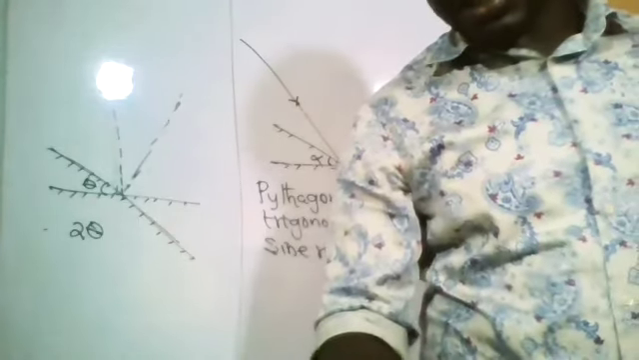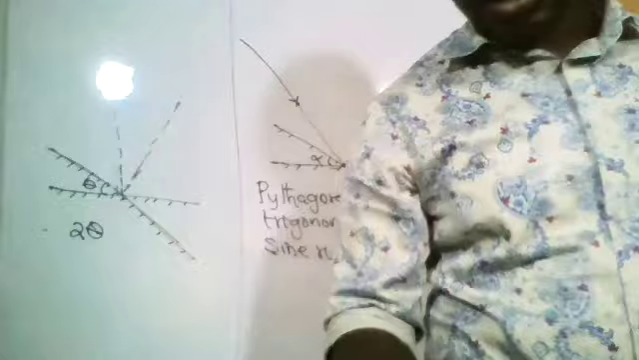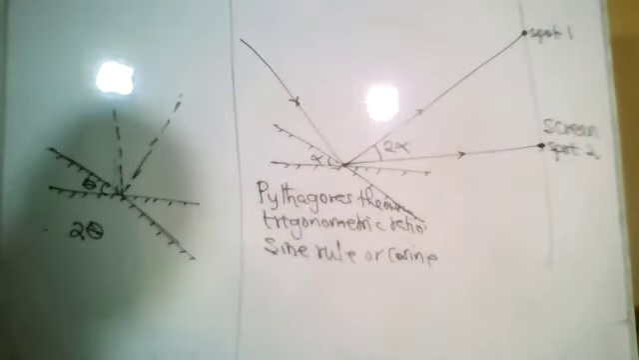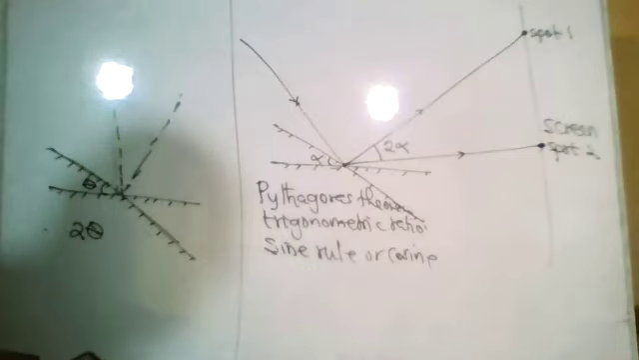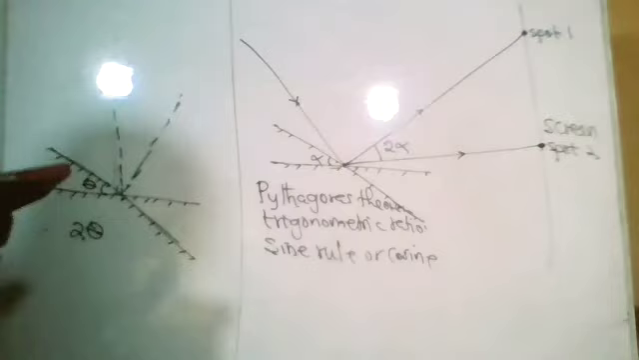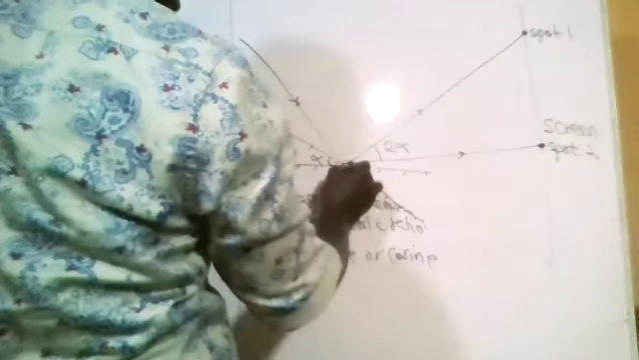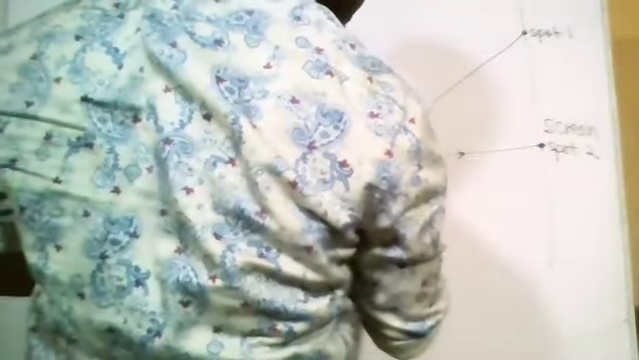Please, drawing this is very, very important. So the question is about a ray of light reflected from a mirror, which is 750 centimeters from a screen. So the distance from the screen to the mirror is 750 centimeters.